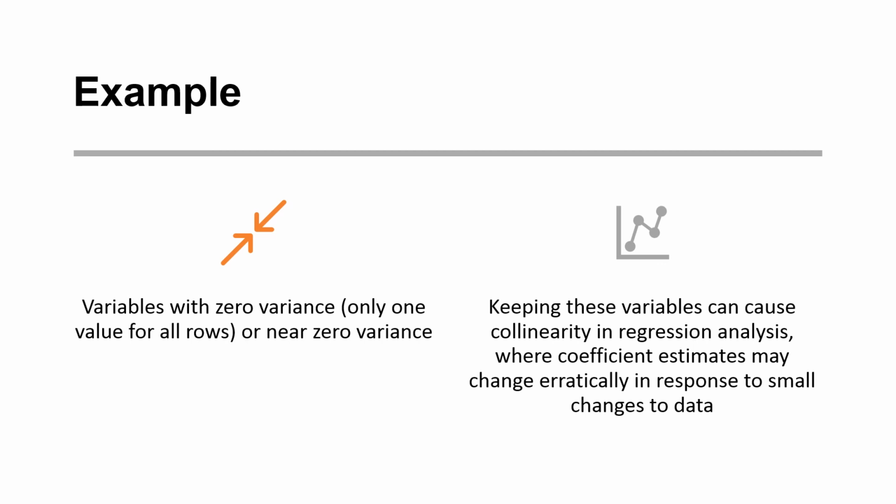It is more common to have near-zero variance variables, where only a very small portion of the data takes a different value. If all students in the class were born in the same year except one student, then the birth year is a variable with near-zero variance. Keeping zero-variance or near-zero variance variables can cause numeric issues in regression analysis, where coefficient estimates can change erratically when there are small changes to the data. Such behavior is clearly undesirable.